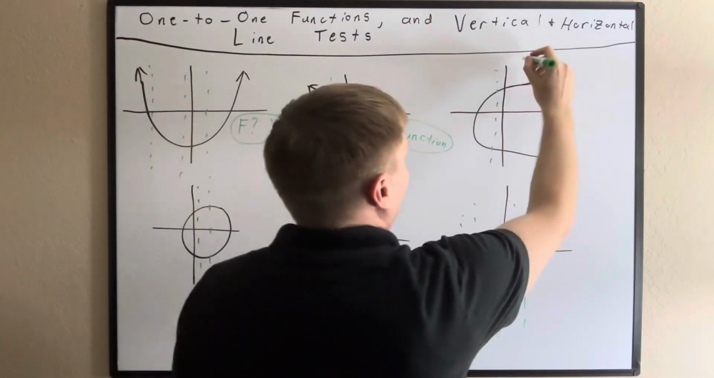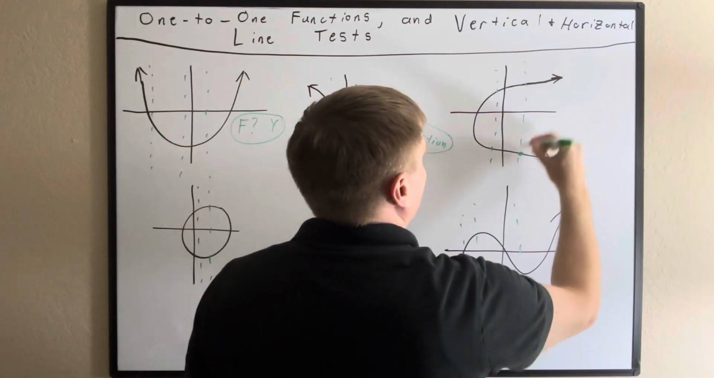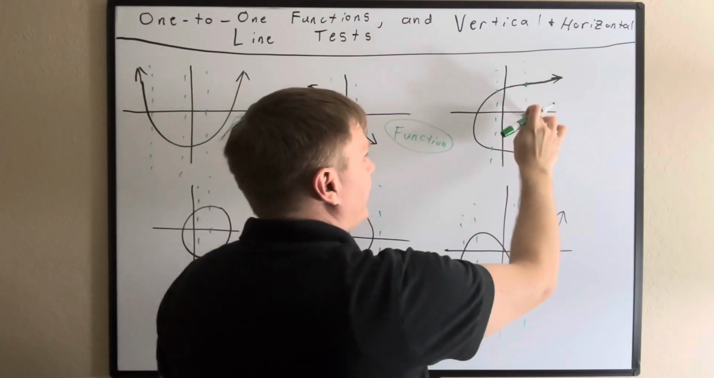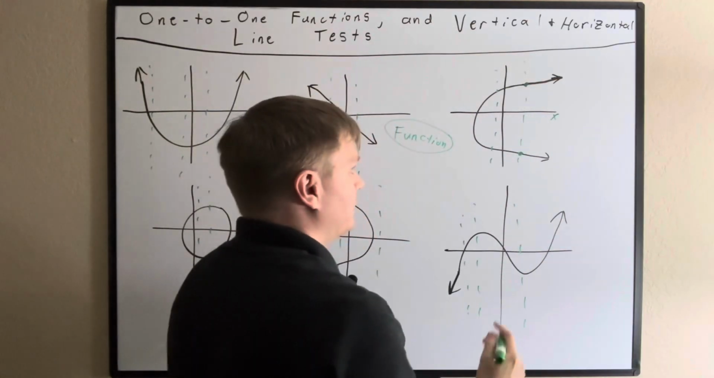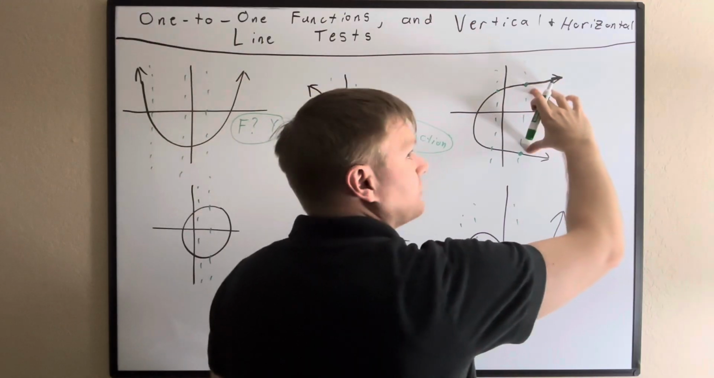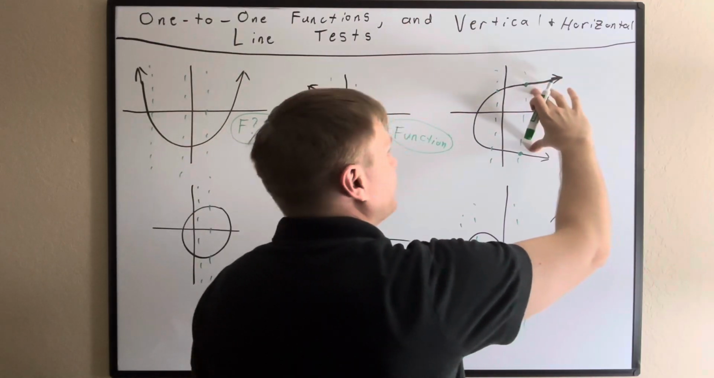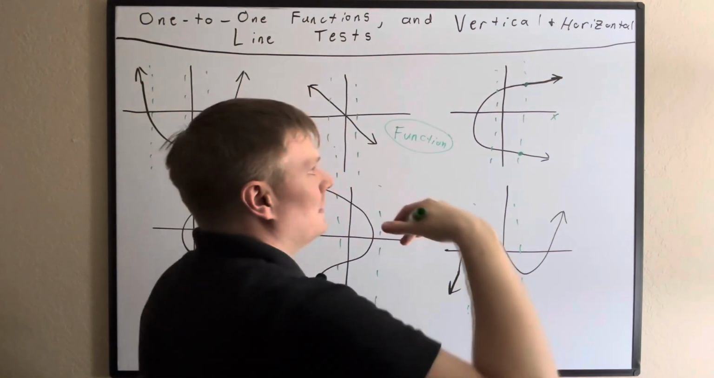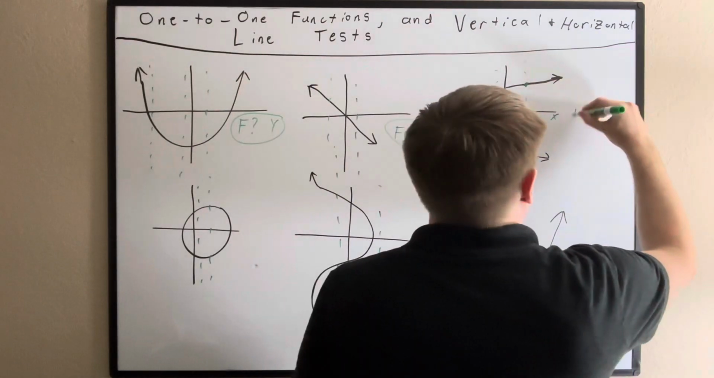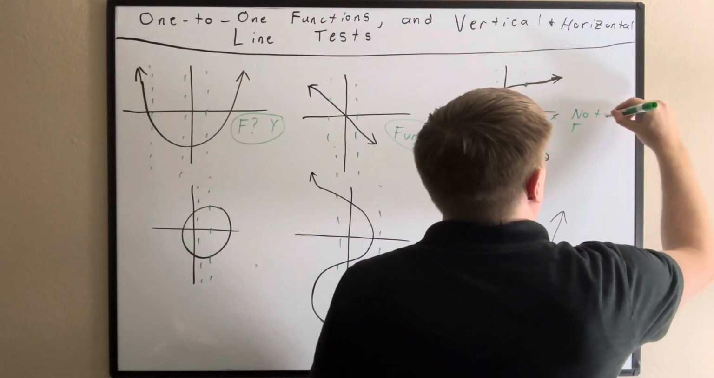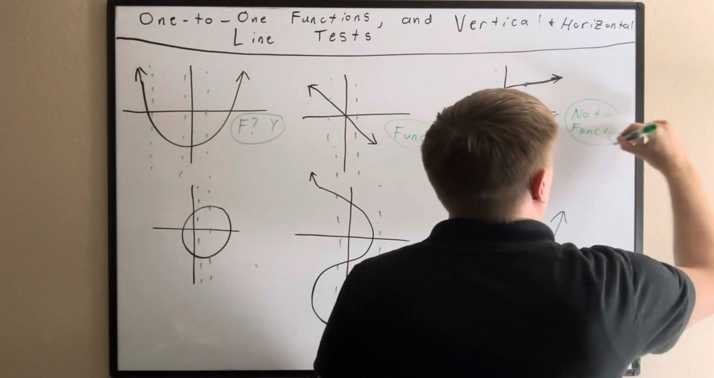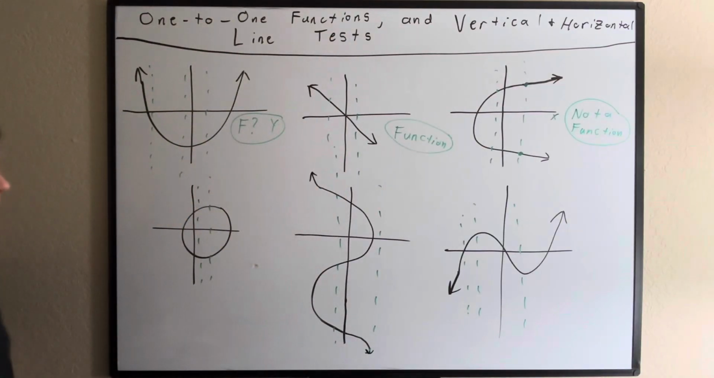All right, what about this one? You see, now we're hitting it in two points. That means that for this one input, which is on the x axis, right, there are two different outputs, which is not a function, right? So not a function. Make sense? It really is that simple.